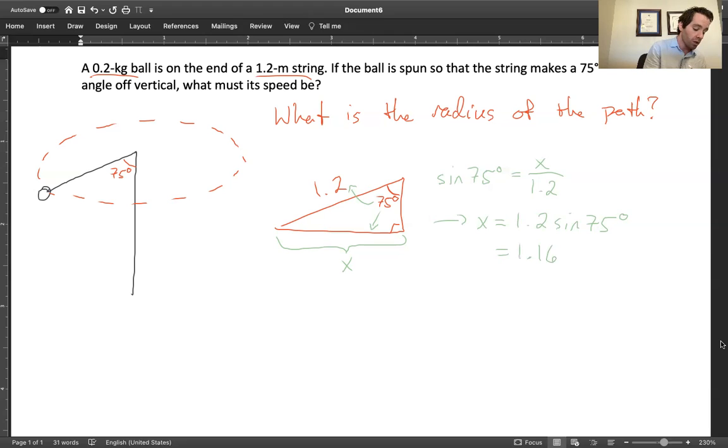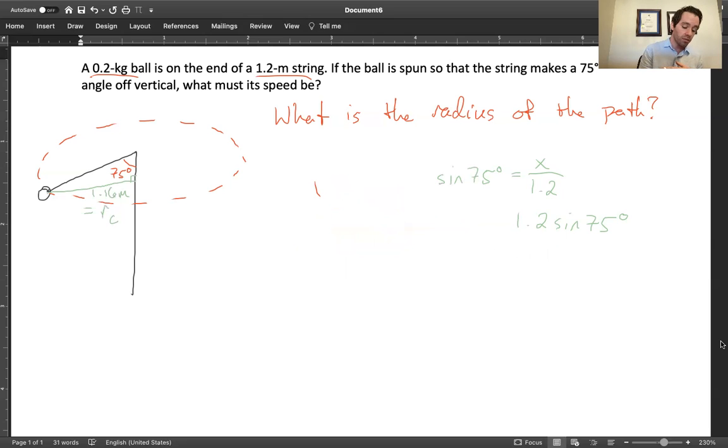So the real length of this path is 1.16 meters. I'm going to call that RC. RC because, you know, C means centripetal. So that's the actual radius of the path that it really moves in, a real circle. So this whole problem is going to consist of taking steps toward understanding how the ball is moving and how it affects the answer to the question.